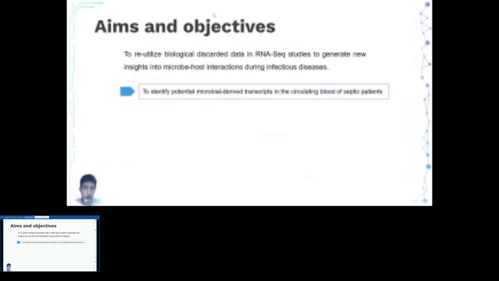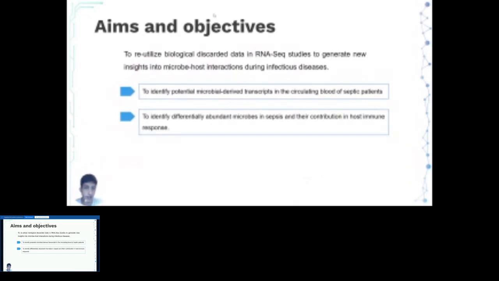As a specific objective, we want to identify the potential microbial-derived transcripts in the circulating blood of septic patients. And another objective is to identify the differentially abundant microbes in sepsis and what is their contribution to the host and immune response, or what is the effect of the presence of these microbes in the host immune response.